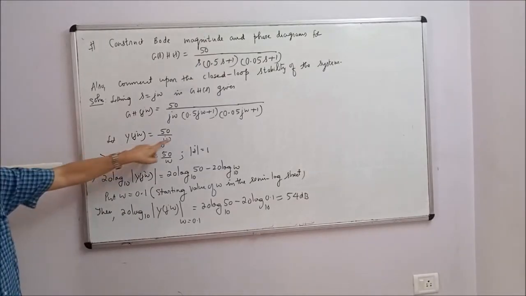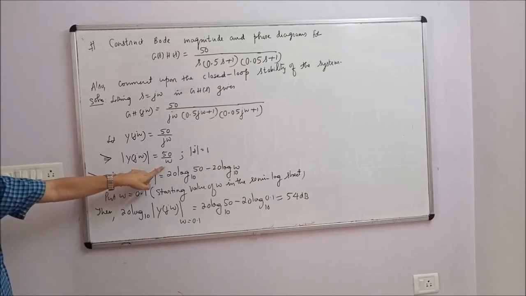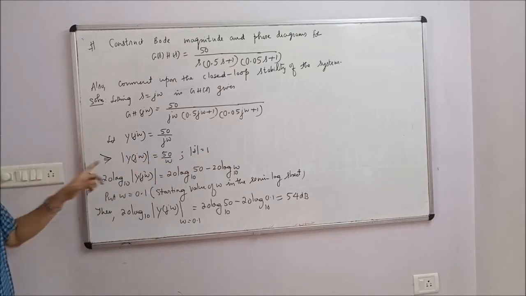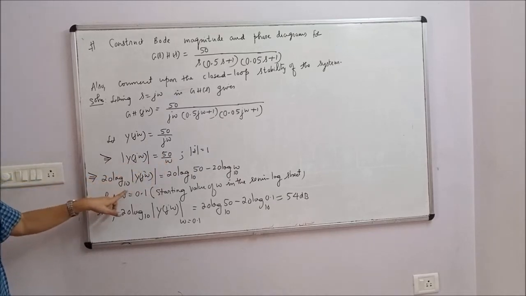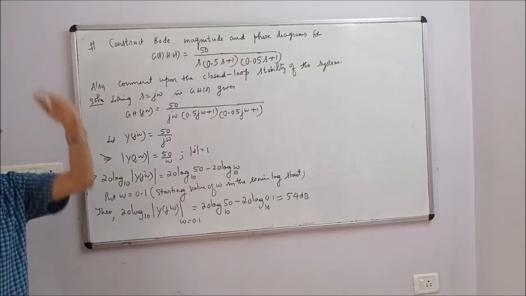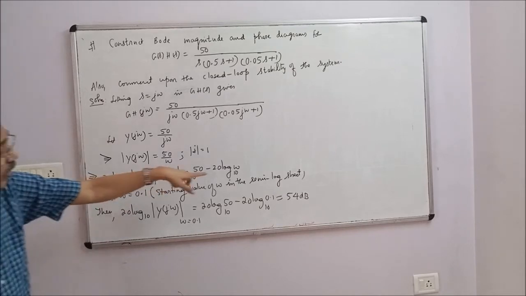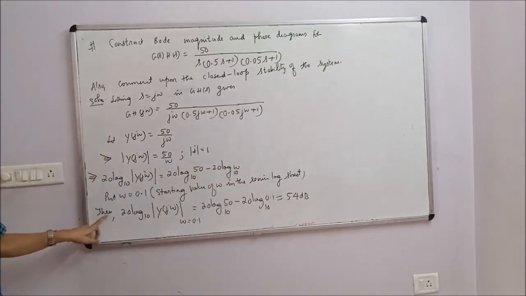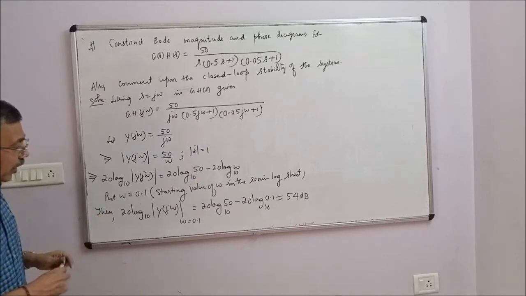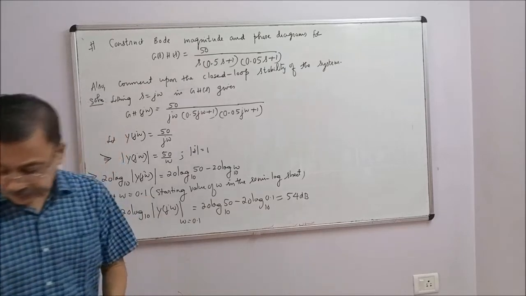Then I have taken magnitudes on both sides. So magnitude of Y of J omega is equal to 50 by omega. Magnitude of J is 1. Take 20 log on both sides. 20 log to base 10 magnitude of Y of J omega is equal to 20 log 50 to base 10 minus 20 log omega to base 10. Log of a by b is log a minus log b. Put omega equal to 0.1 because this is the starting value of omega in the semi-log sheet. That gives magnitude of Y of J omega at omega equal to 0.1 is equal to 54 dB.